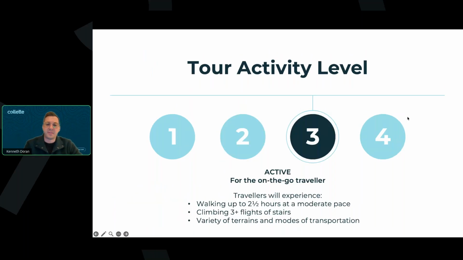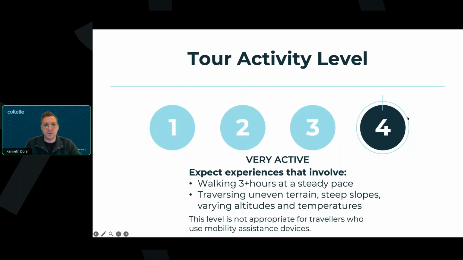And then a level 3 is really for somebody that's on the go. They're comfortable at a moderate pace, 2 to 3 hours walking, climbing flights of stairs, unbalanced terrain, or using different modes of transportation, getting in and out of, let's say, a Zodiac, for example. So we do label every single tour with this. And then we have our level 4, which is very active. This is someone that really doesn't mind different altitudes, temperatures, all the things that come with that. They're typically more active.